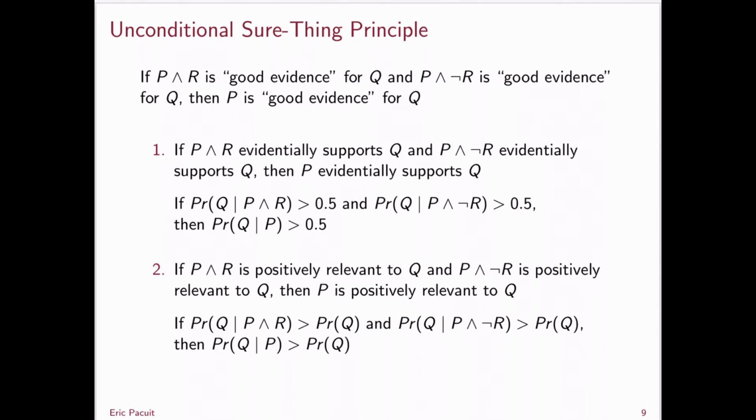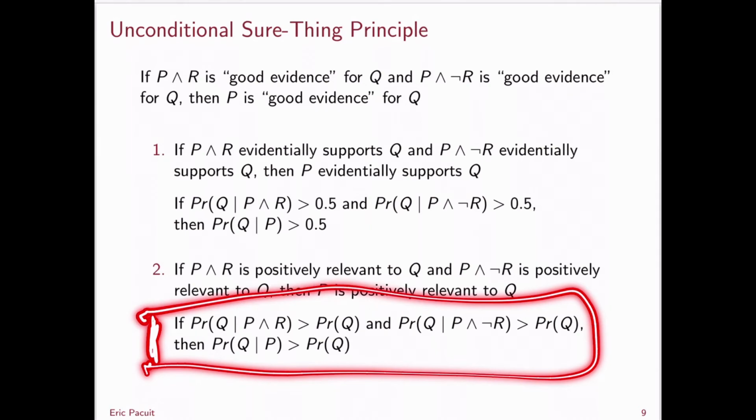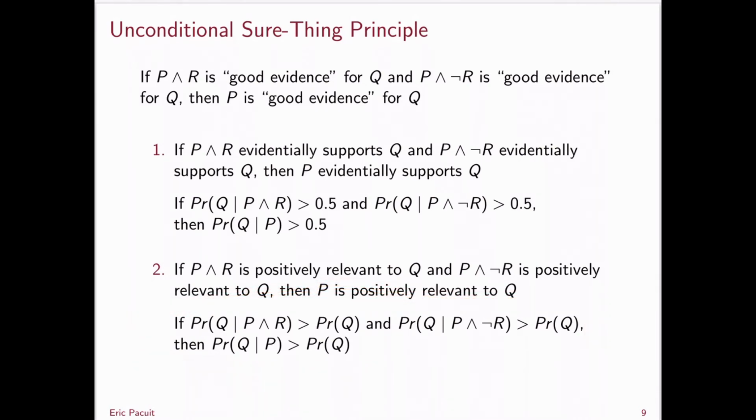Is it the case that if the probability of Q given P and R is greater than the probability of Q, and the probability of Q given P and not R is greater than the probability of Q, then the probability of Q given P must be greater than the probability of Q? It turns out that this is true in every stochastic truth table. So you might want to pause the video now and try to justify this to yourself. Why is it that this if-then statement holds for any possible stochastic truth table?